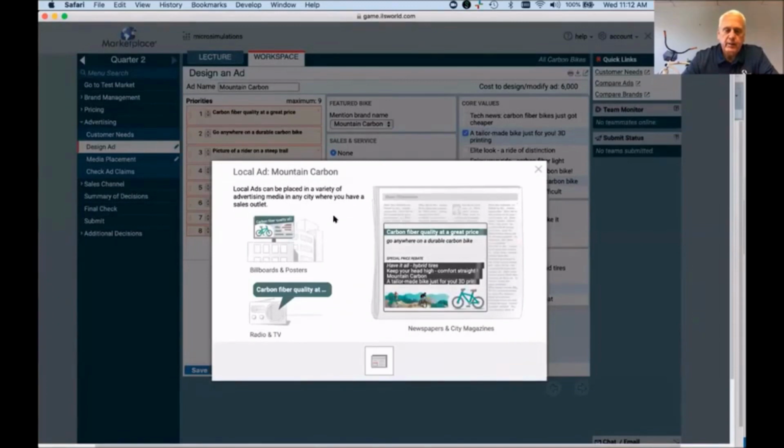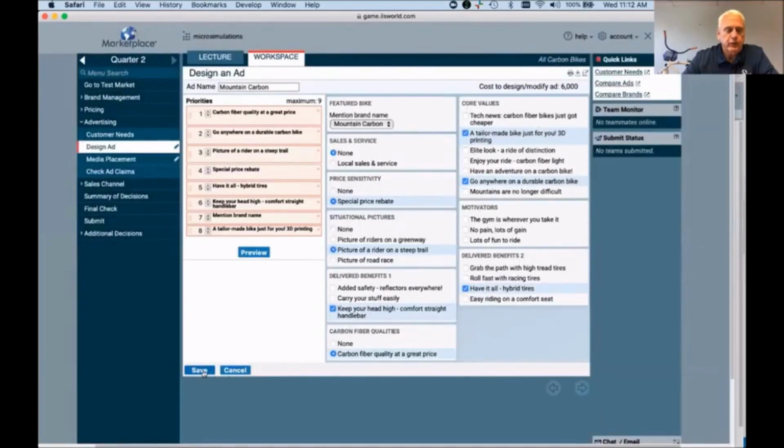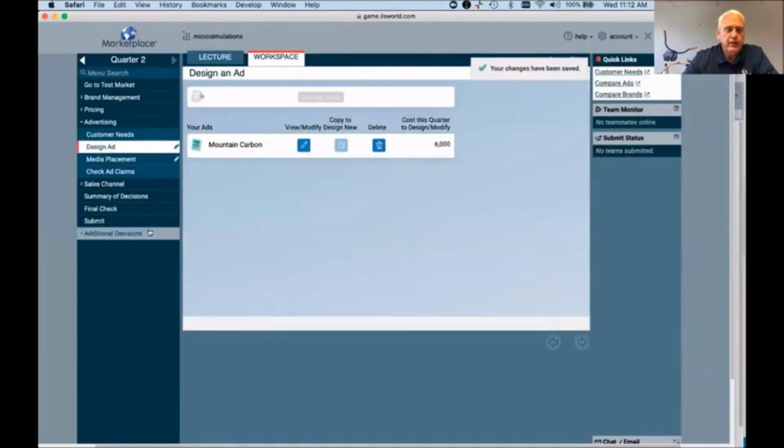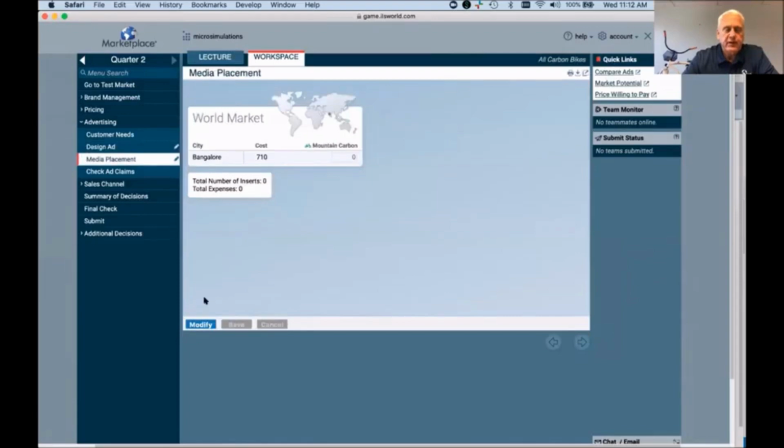And if it's on a billboard, this is how it would appear with a picture of my bike. In the newspaper, all the benefits are listed here, and you can see that I have a picture of a mountain biker. And so you can preview it, get a feeling for it, and I'll hit save. I only can design one ad, and now I have to decide how often I want to advertise it.